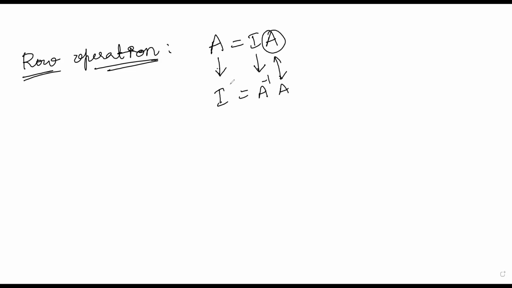Yes, sir. So here we are transforming A to I. Then I becomes automatically A inverse. Here you get A inverse. Okay, that is the process.